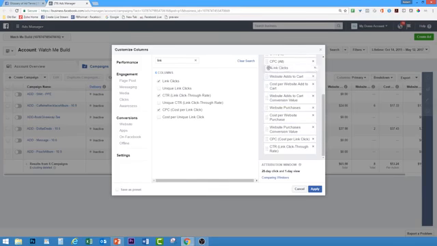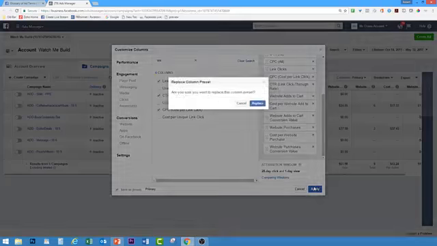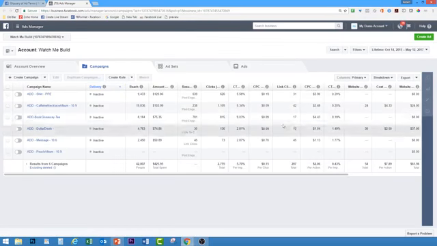So link clicks, cost per link click, and click-through rate. All right, now save as preset, and then primary, and then apply. Are you sure you want to replace this? Yes. Okay, so now I have the information I need.